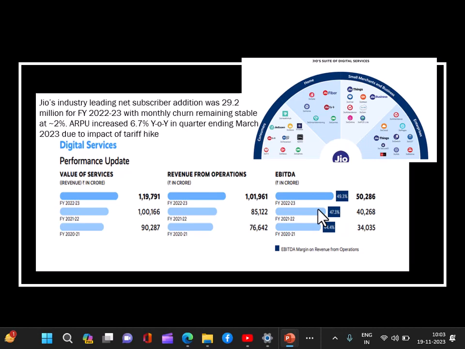ARPU increased by 6.7%. Now, their average revenue per user, that means total revenue of the company divided by the average subscribers they hold, becomes the average revenue per subscriber. It's currently hovering around the 160 or 175 mark. At the time when I was working, it was above 1,000 rupees. In 2001 when I joined the telecom company, it was 1,000 plus. 80% was postpaid customers, and sorry, 100% was postpaid. There was no prepaid. And now it is 99% prepaid and 1% postpaid.